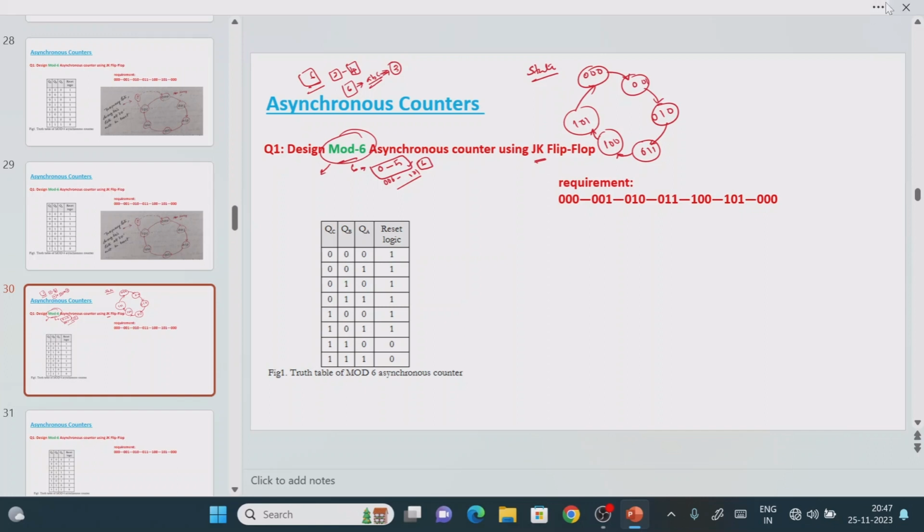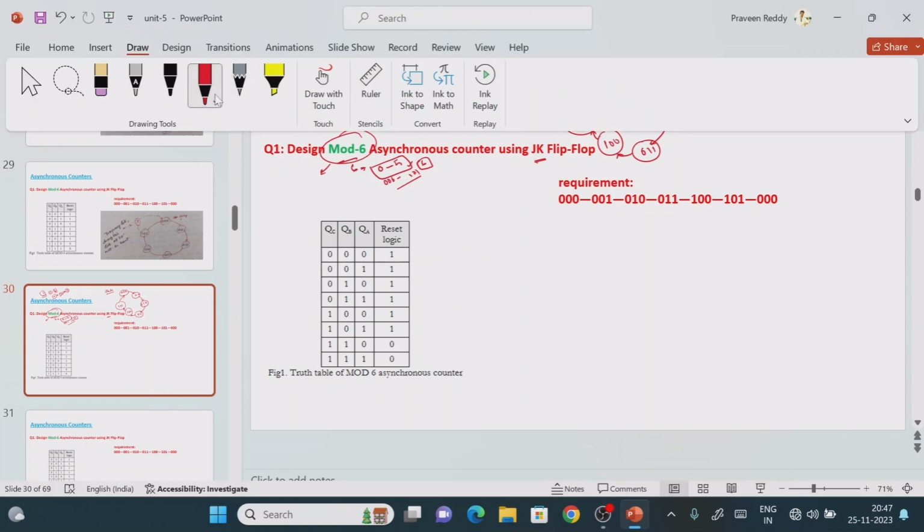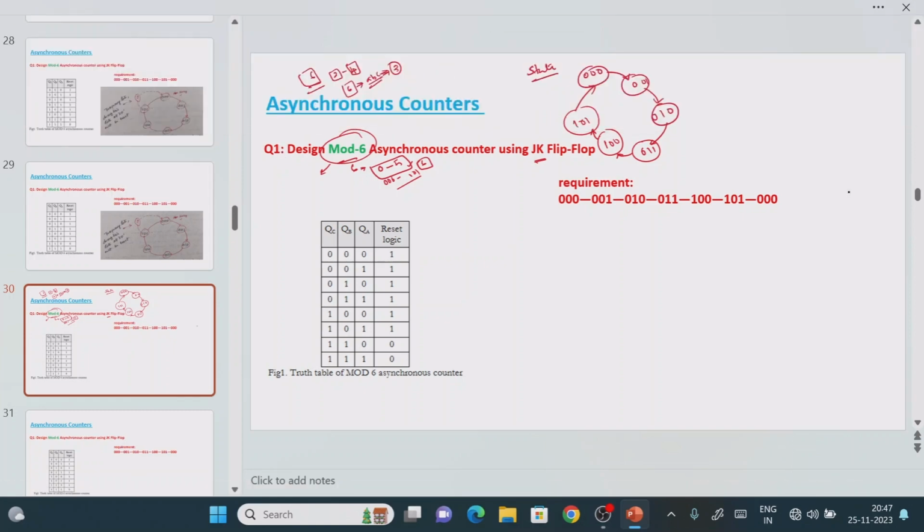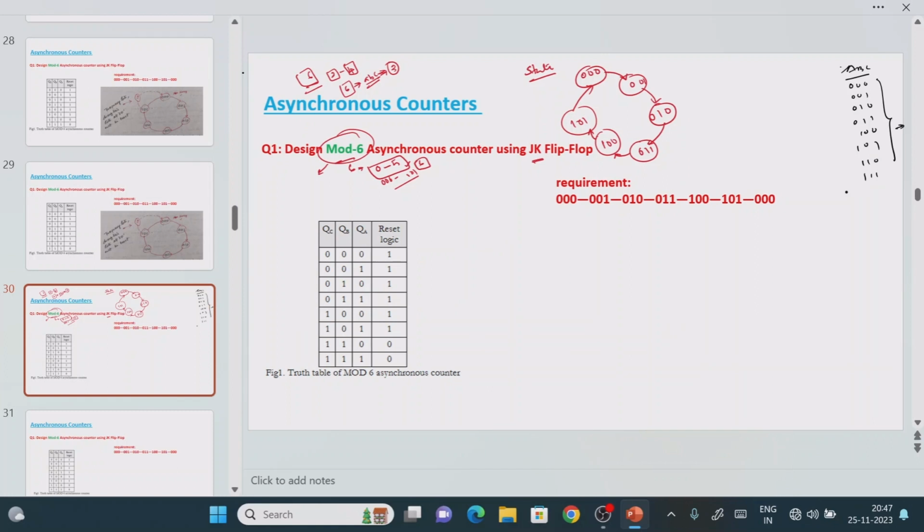Now one more important point to remember here: how many flip-flops are we considering? 3 flip-flops, right? 3 bits means 3 flip-flops. What is the count value? 0 0 0, 0 0 1, 0 1 0, 0 1 1, 1 0 0, 1 0 1, next 1 1 0, 1 1 1. If we take 3 bits, how many counts will we get by default? By default we will be getting 8 counts. But out of these 8 counts, what is our requirement? We require only 6 counts.